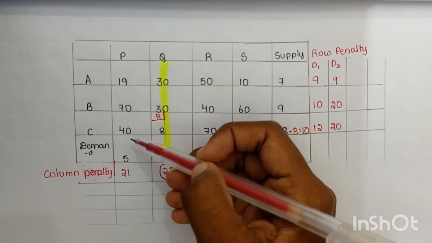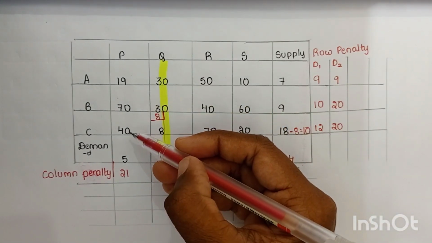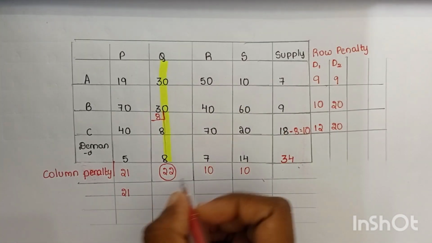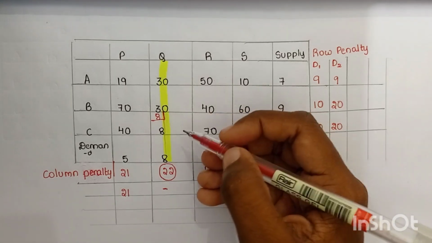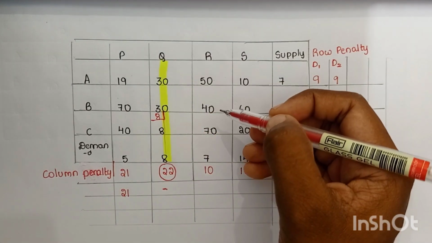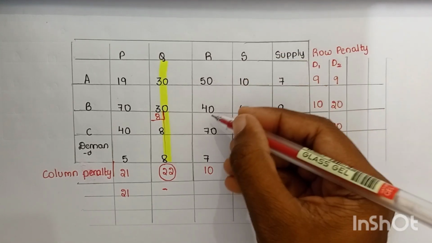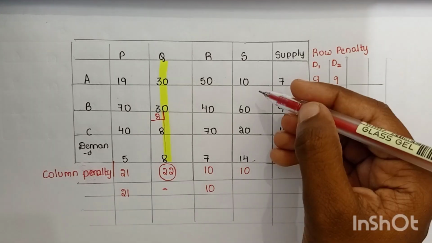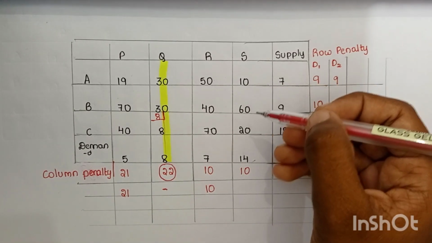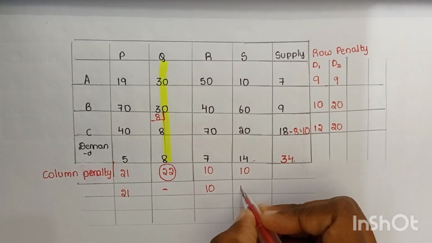When we consider this column, the first least value is 19 and the second least value is 40. So 40 minus 19 is 21. We should not consider this column because we have allocated everything and struck it off, so it is nil. When we come to the third column, the first least value is 40 and the second least value is 50. So 50 minus 40 is 10. In the fourth column, the first least value is 10 and the second least value is 20. So 20 minus 10 is 10.